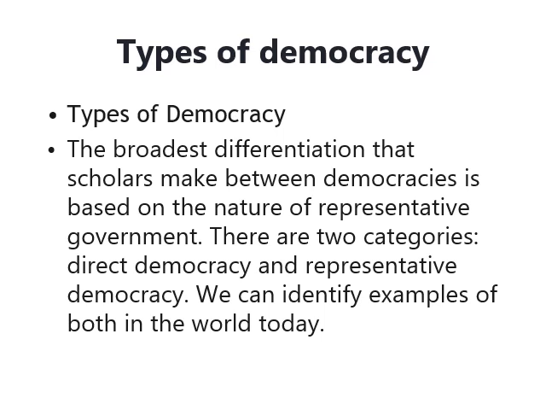The broadest differentiation that scholars make between democracies is based on the nature of representative government. There are two categories in general: direct democracy and representative democracy. We can identify certain examples in both worlds today. We can give an explanation for each of the patterns. But the important point that I want you to know is that at a certain point these types are not 100% accurate.